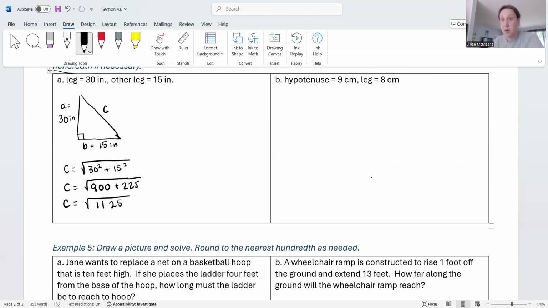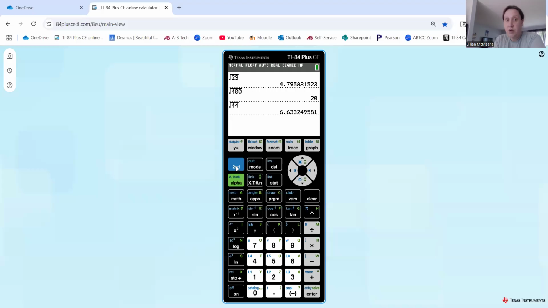Don't stop here. This is a common mistake with students. They stop at this point. No, we need to know what C equals. So we want to go ahead and evaluate the square root. So let's go to our calculator. So we want the square root of 1,125. So I'm going to go second x squared, 1,125. And we're going to go two decimal places.